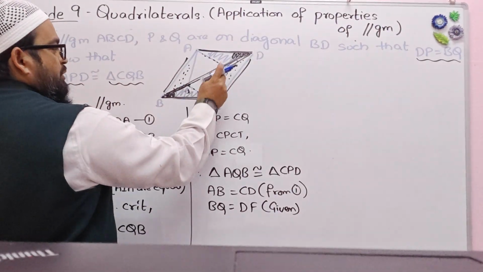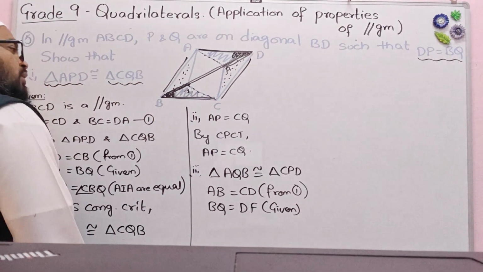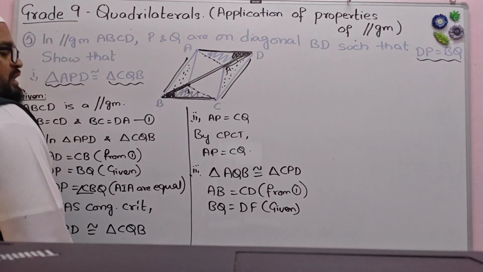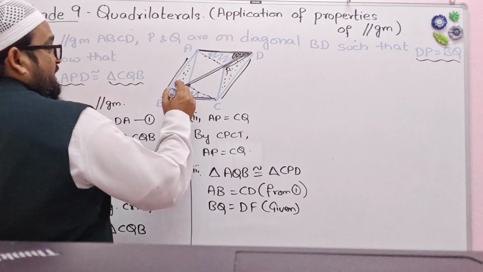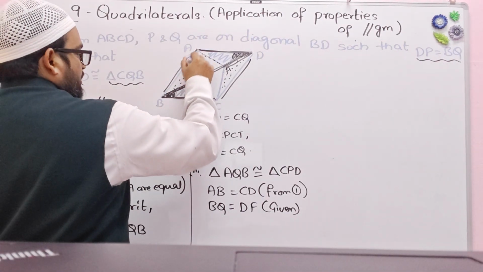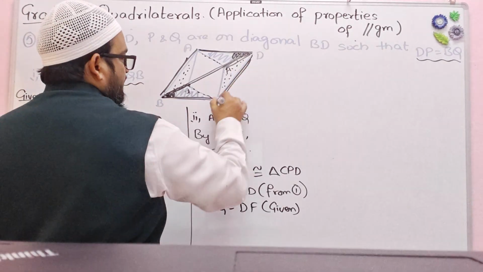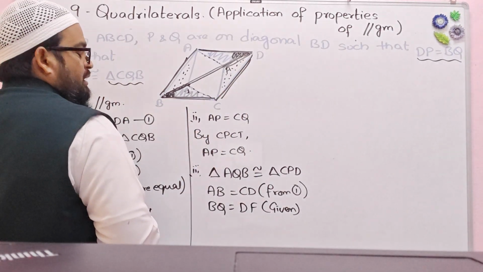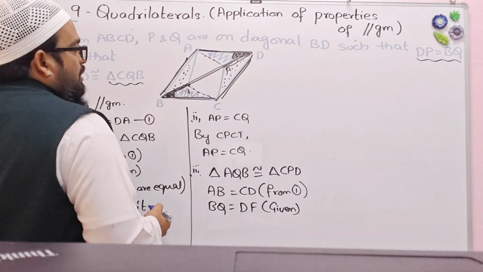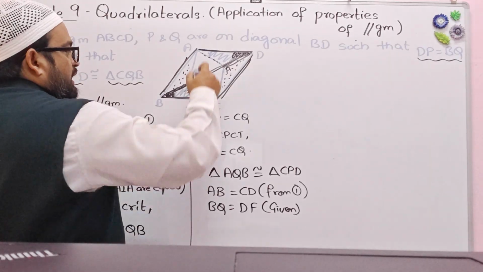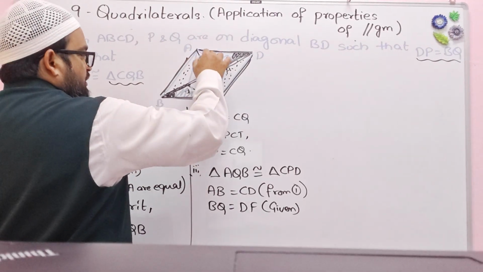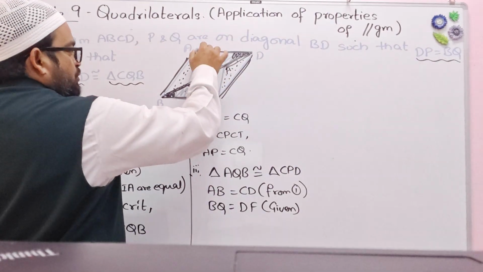Now we don't know about the third side. So what shall we take? Let us take the angles. See, we know about AB and CD. Are these two parallel? Yes, sir. It is a parallelogram.